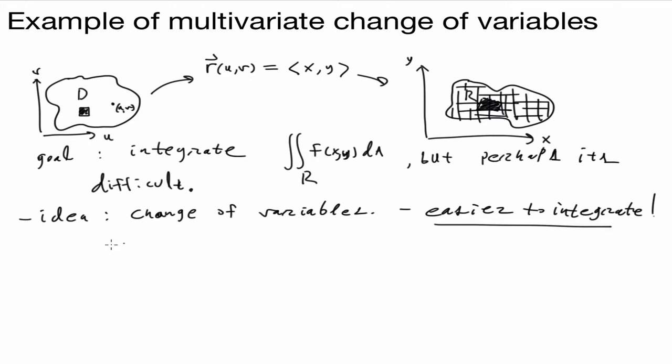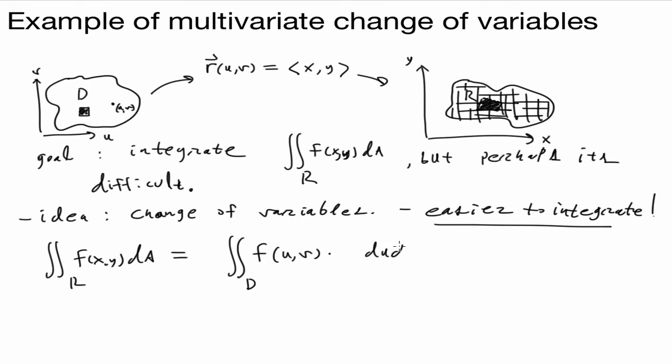And of course, not all changes of variables are equal, but the formula for it is if I want to integrate over the region R in the xy plane, the way to do it is to integrate instead over D, and then we have f, and then we have to change variables to u and v somehow. And then we're going to have a du dv, and we're going to put a little area distortion factor, which we call the Jacobian.